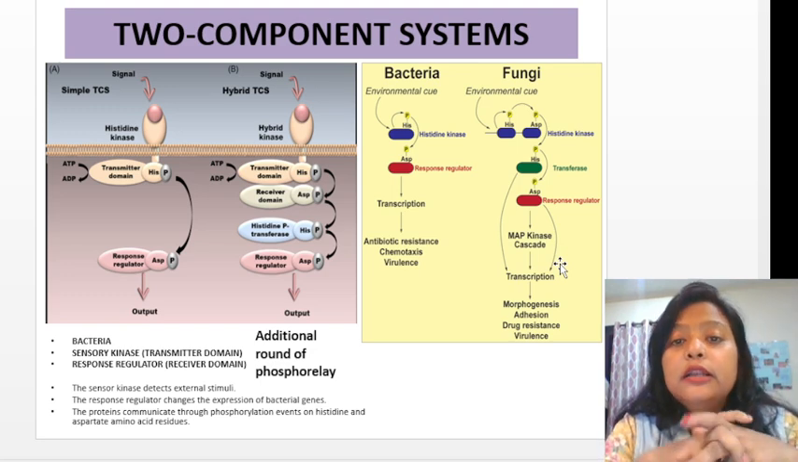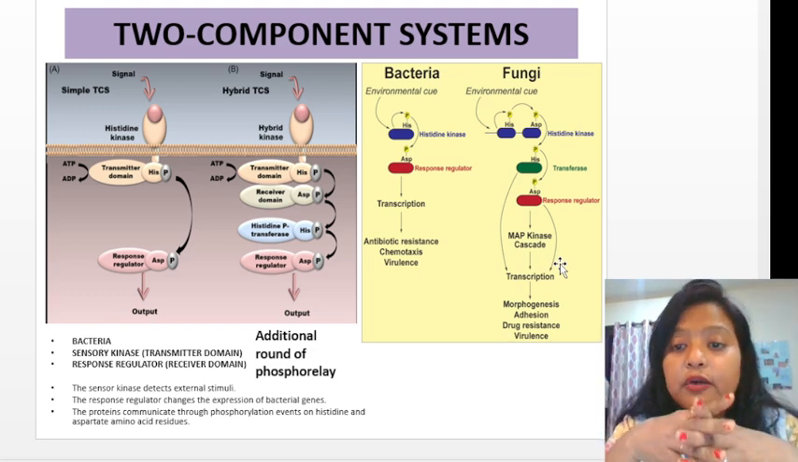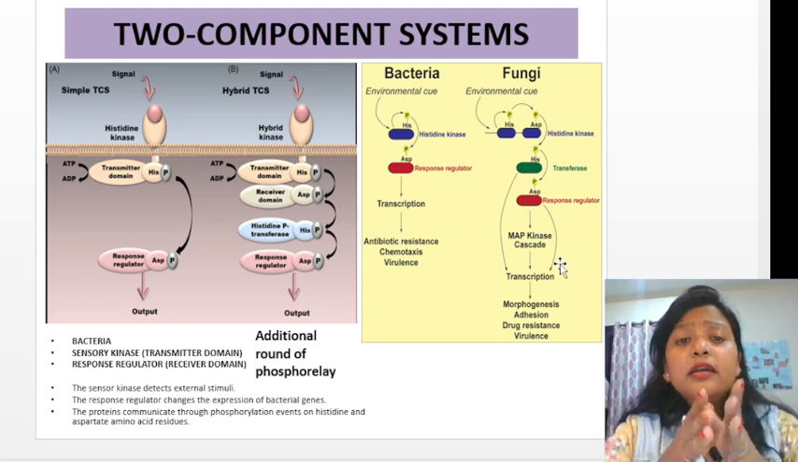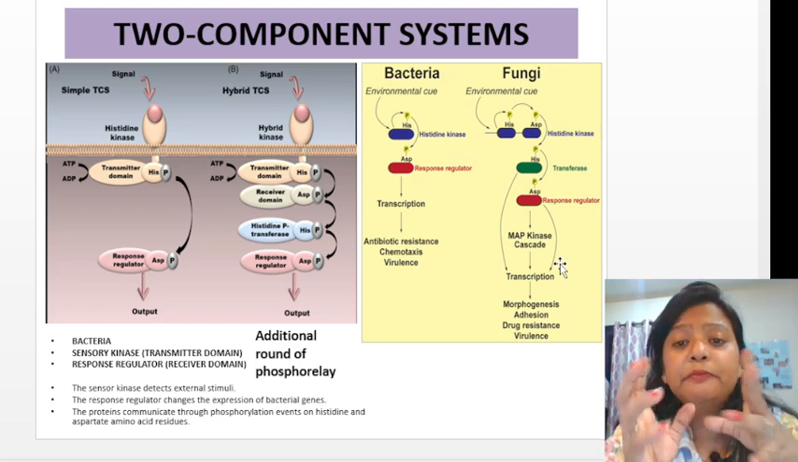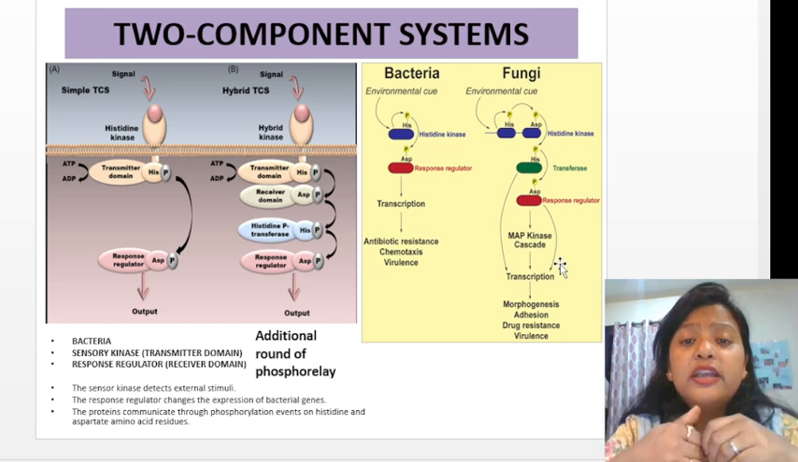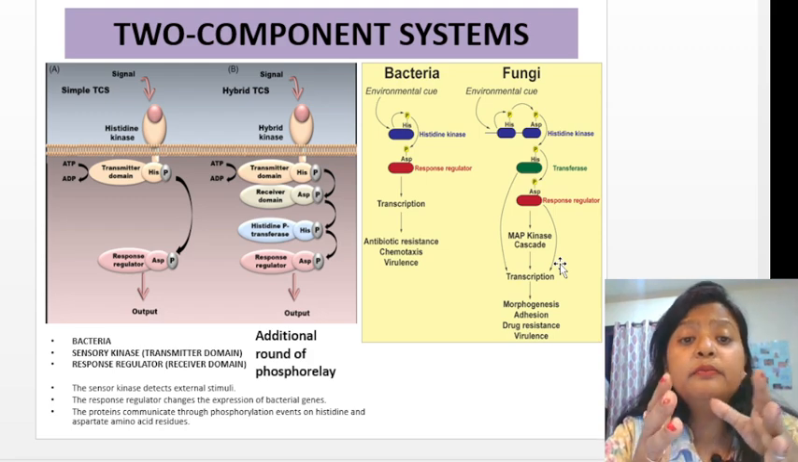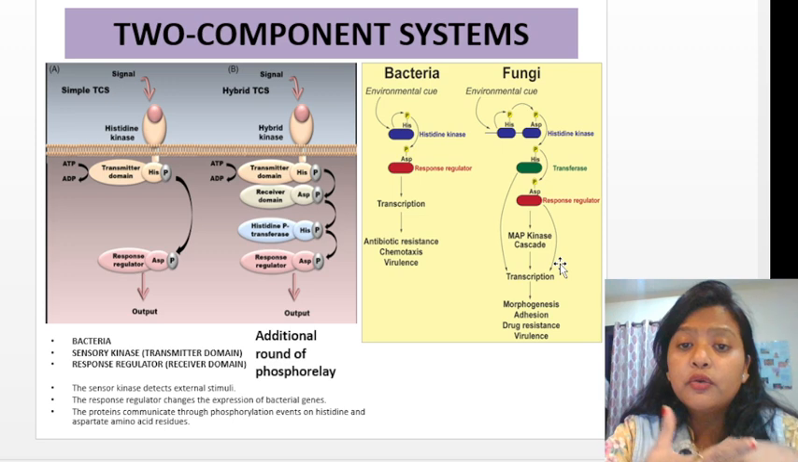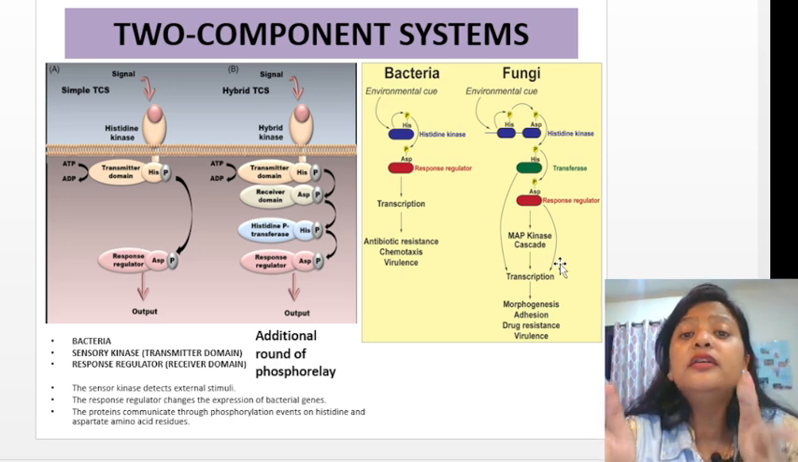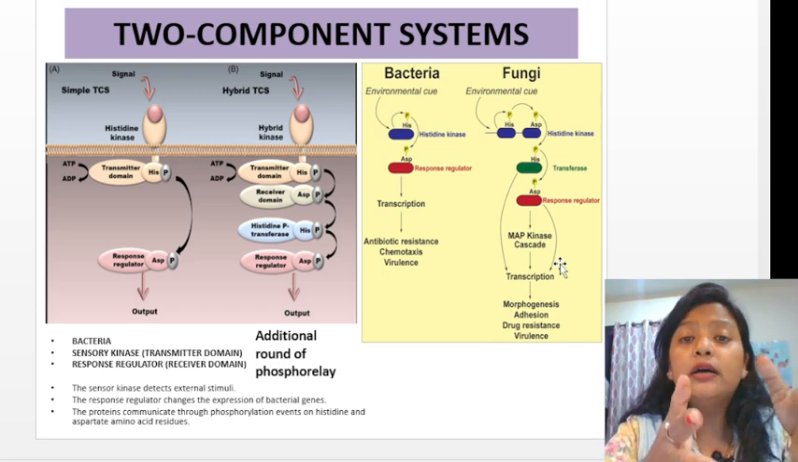Now if you see here, in bacteria and fungi there are two types: simple and hybrid. Hybrid has nothing special, it is just repeating. In the hybrid type you can see there is an additional round of phosphorelay, and in the simple type there are no additional rounds occurring. The additional rounds occur in the eukaryotes, and the simple type occurs in the prokaryotes.